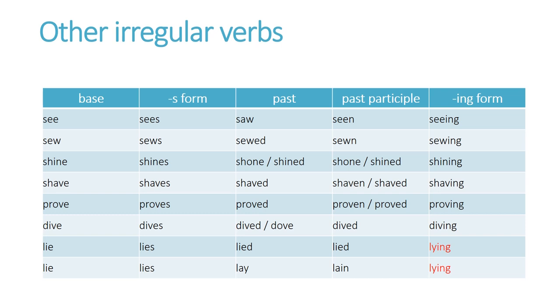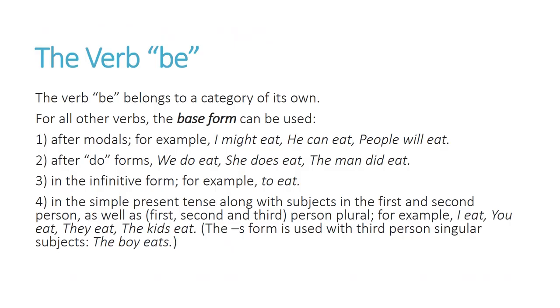The last one is the verb be. Now the verb be belongs to a category of its own. For all other verbs, the base form can be used after modals. For example, I might eat, he can eat, people will eat. After do forms: we do eat, she does eat, the man did eat. Third, in the infinitive form, for example, to eat. And fourth, in the simple present tense along with subjects in the first and second person, as well as third person plural. For example, I eat, you eat, they eat, the kids eat.